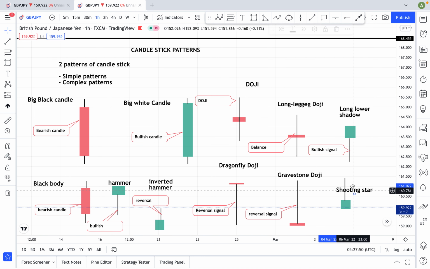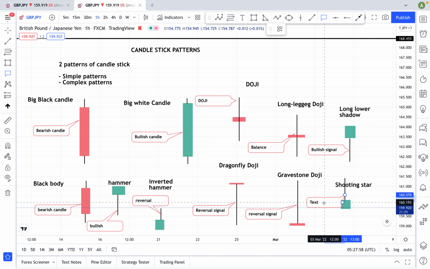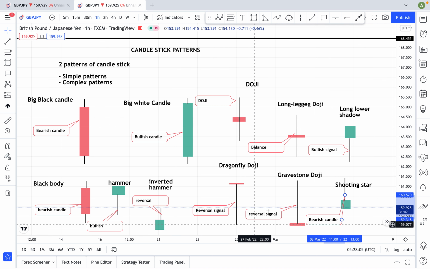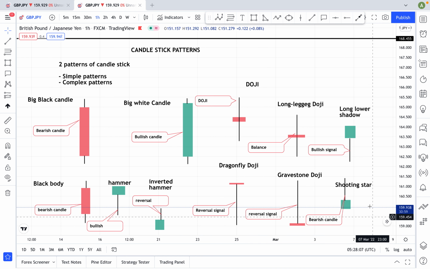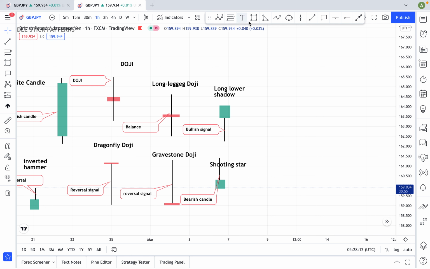So the shooting star is considered a bearish candle. So when you find it in an uptrend, know that this is a bearish candle. I'm going to shift this. I hope you guys are following.